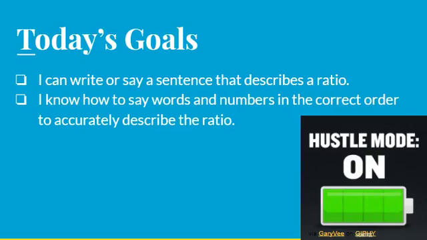So our I CANs. Before you even get those down, make sure you flip back into the beginning of your notebook and put in your table of contents that we are in ratios and whatever page number we're starting on. And then flip back to the page where you're taking your notes today: today's date, page number, and write: I can write or say a sentence that describes a ratio. I know how to say words and numbers in the correct order to accurately describe a ratio. So once you've got all that, you're ready to move on.